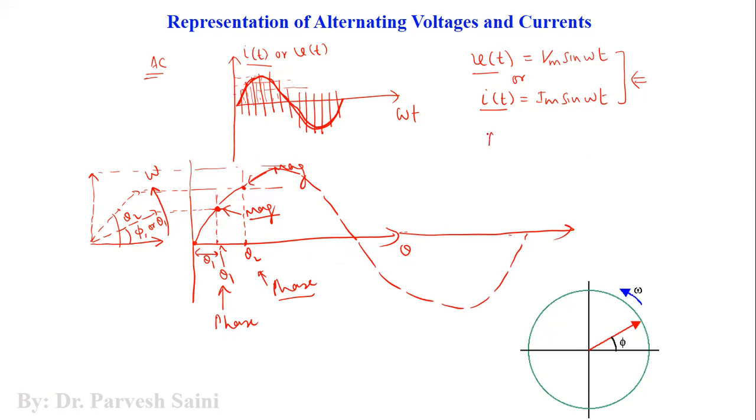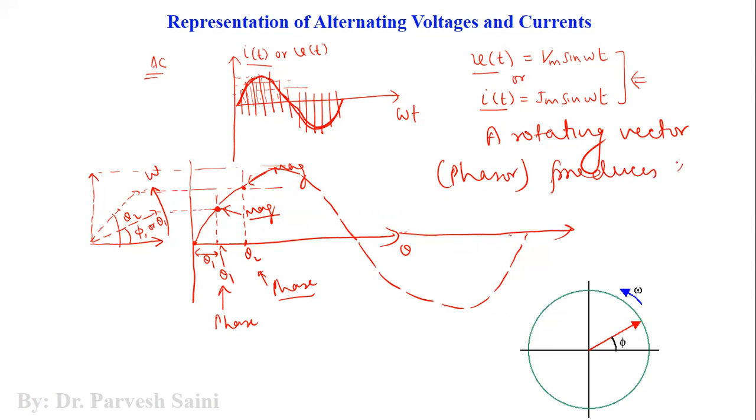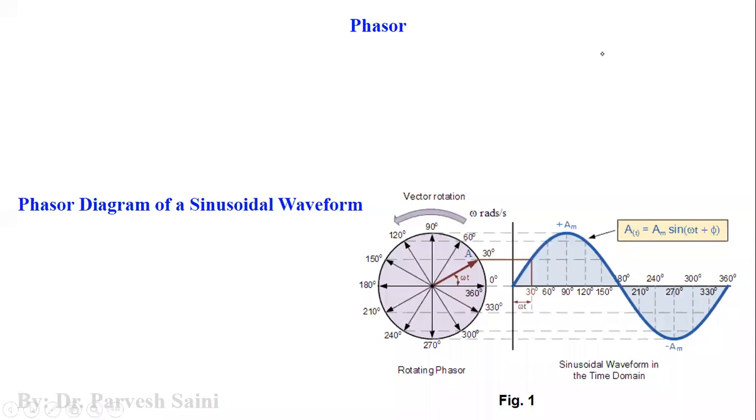So that means a rotating vector, which is also known as a phasor, produces a sinusoidal signal. If we summarize the phasor, a phasor is a rotating vector. It has some angular velocity, and it rotates in the anti-clockwise direction.